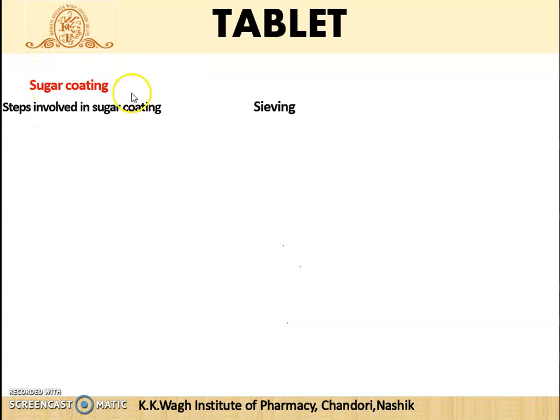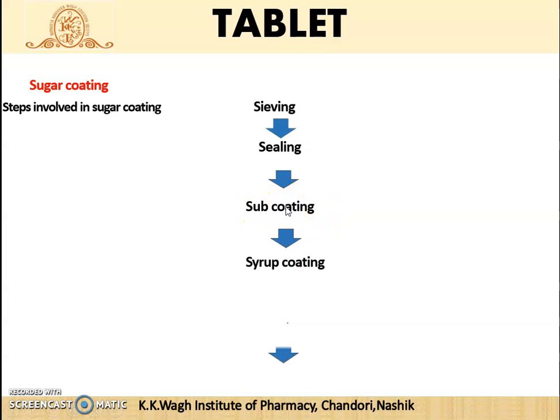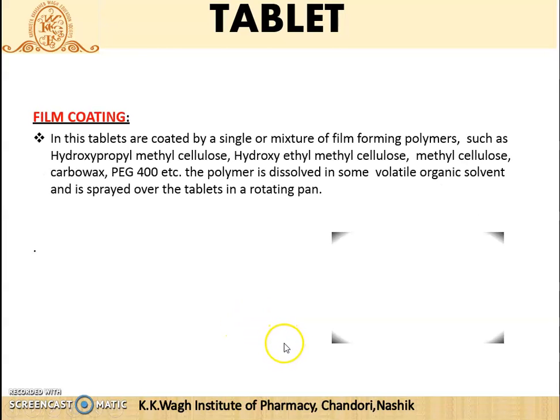First we see the sugar coating. Steps involved in the sugar coating. First one is sieving. In the sieving, the compressed tablets are sieved with the help of a sieve and fine particles are removed. Then sealing. In this sealing, a film coating is put over the compressed tablet to avoid its water solubility. Then subcoating. In the subcoating, several sugar syrups are sprayed with the gelatin and tragacanth powder, and after that subcoating there is the next step, that is the syrup coating. In the syrup coating, coating with syrup is done. After that finishing is done with the polishing pan, and the last one is the polishing.